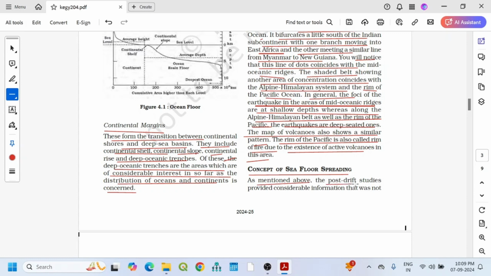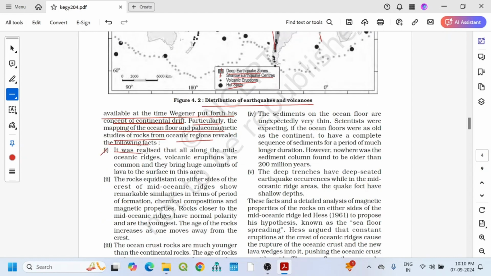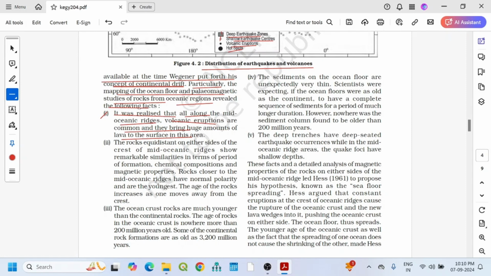Concept of seafloor spreading. As mentioned above, the post-drift studies provided considerable information that was not available at the time Wegener put forth the concept of continental drift. Particularly, the mapping of the ocean floor and the paleomagnetic studies of rocks from oceanic ridges reveal the following facts. Number one, it was revealed that all along the mid-oceanic ridges, volcanic eruptions are common and they bring huge amounts of lava to the surface in this area.